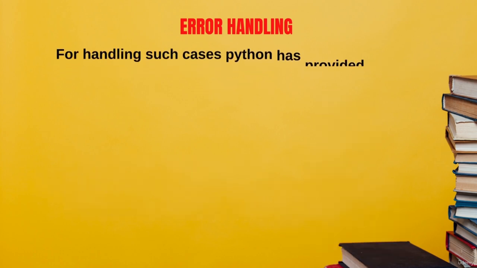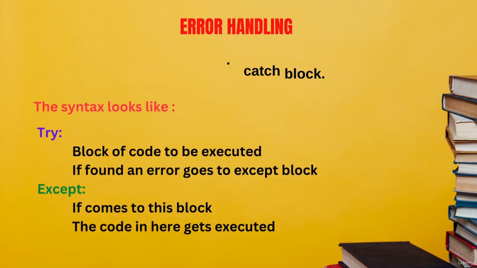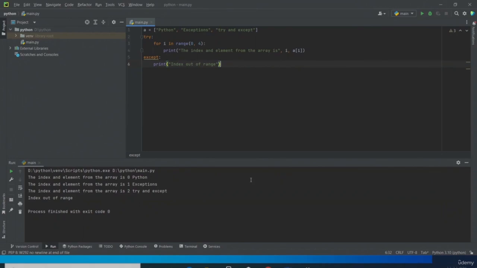For handling such cases, Python has provided us with a try except catch block. The syntax looks like this. Let's look at an example. Okay, now let's see an example.